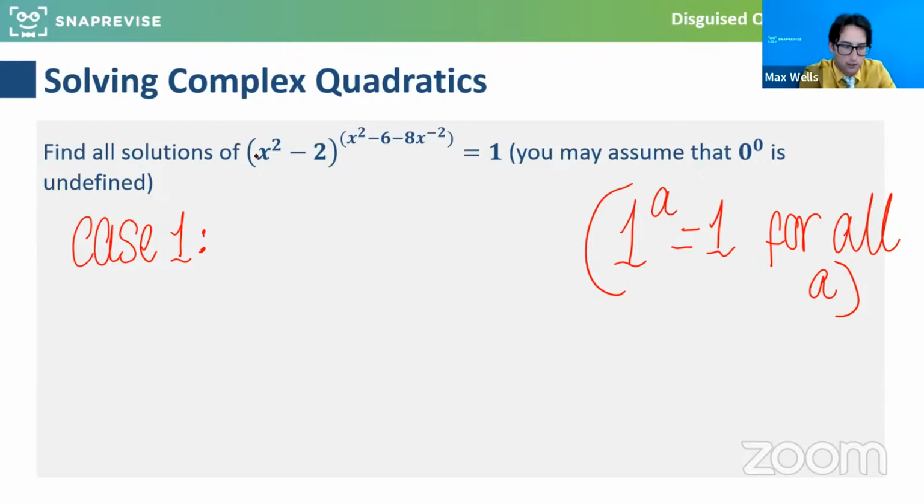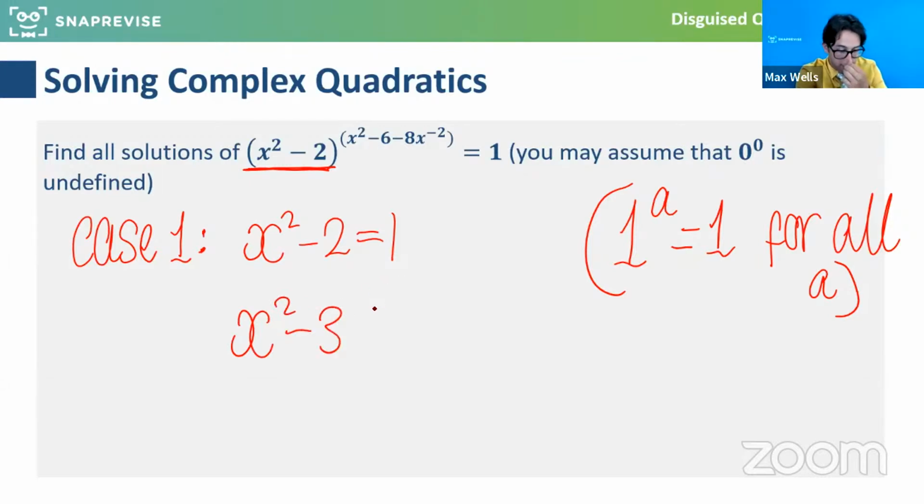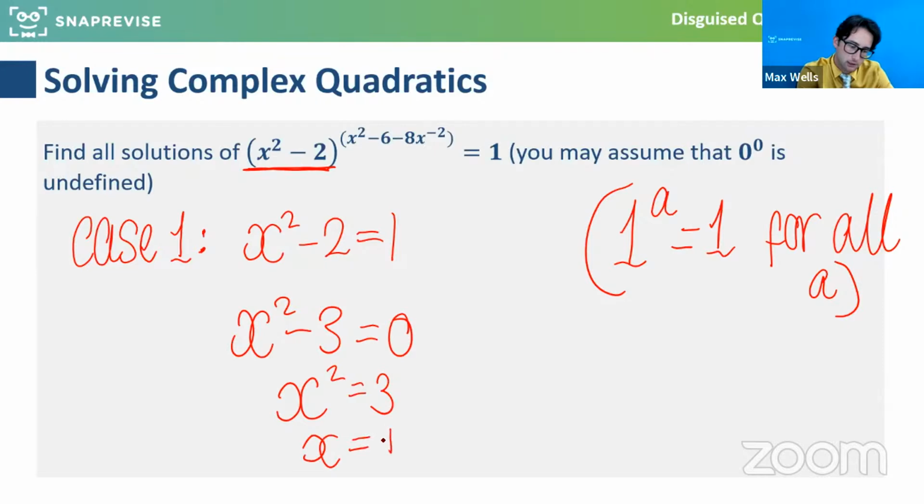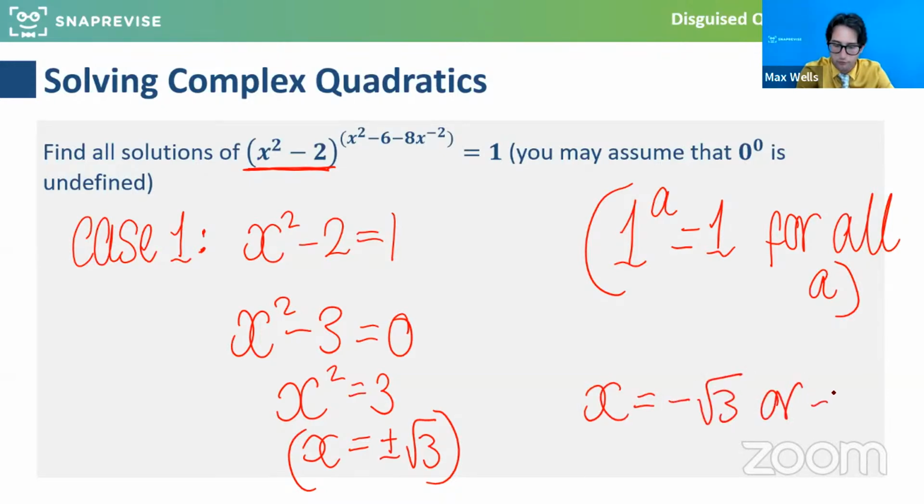So with that in mind, if this bit equals 1, then we've got some answers already. There could be loads of different answers. So this is x squared minus 3. If we rearrange it, equals 0. So basically, x squared equals 3. So x equals plus or minus root 3. So there's two answers already: x equals minus root 3 or root 3.